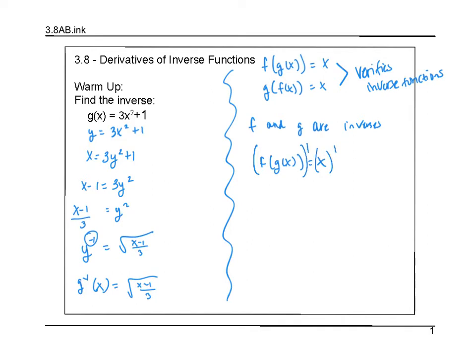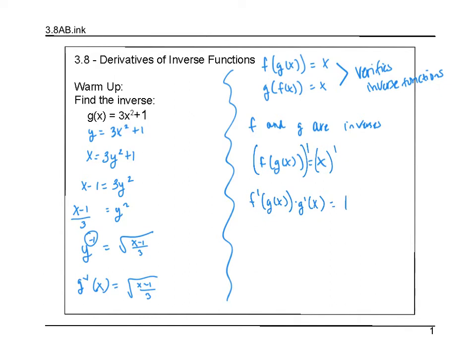The left-hand side, what rule do we have? We have our chain rule, we have a composition. So the derivative of the composition by the chain rule is f prime of g times g prime. And on the right-hand side, we just have an x, so that would derive to a 1.